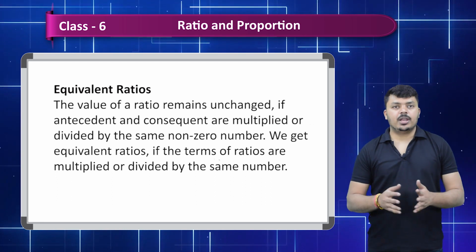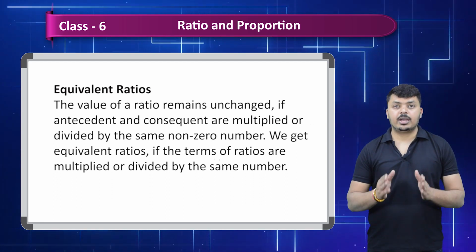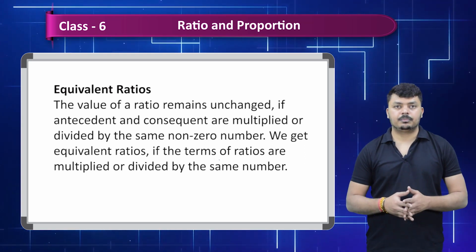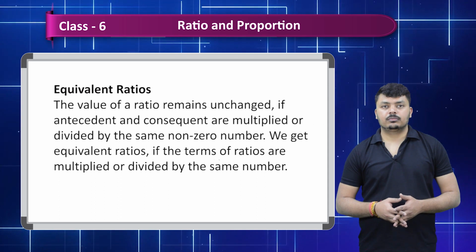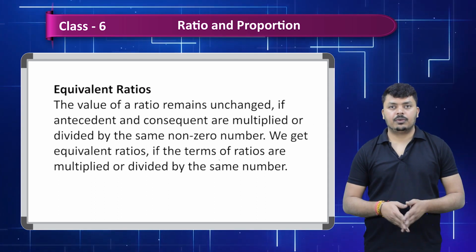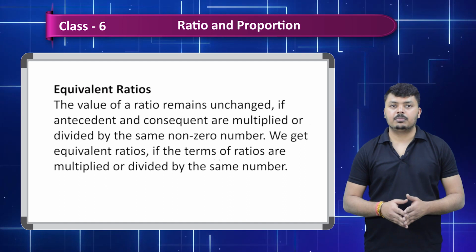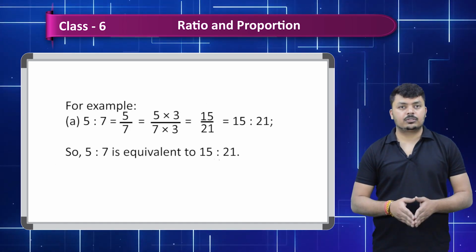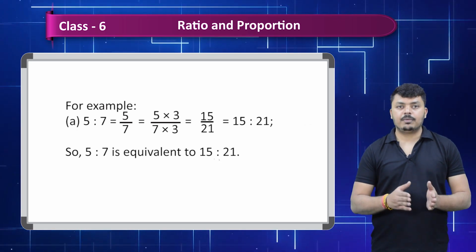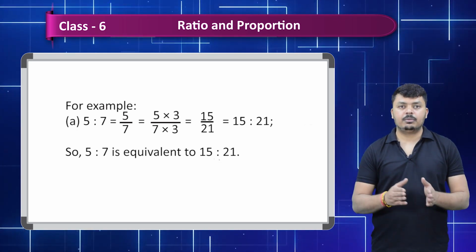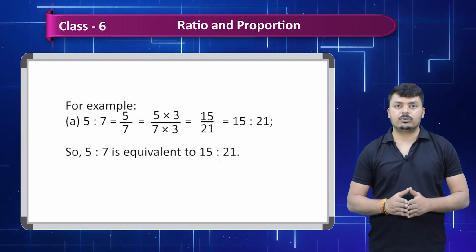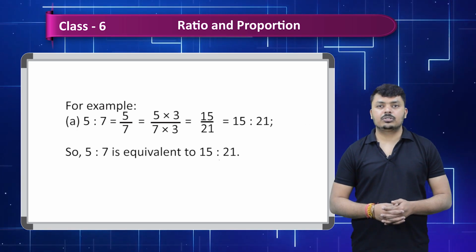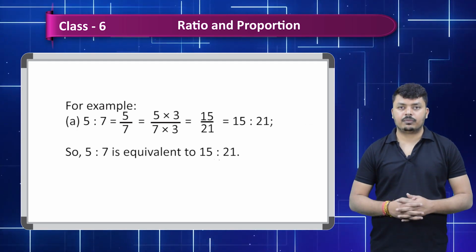Equivalent ratios. The value of a ratio remains unchanged if antecedent and consequent are multiplied or divided by the same non-zero number. We get equivalent ratios if the terms of ratios are multiplied or divided by the same number. For example, 5:7 equals 5 by 7 equals 5 multiplied by 3 upon 7 multiplied by 3 equals 15 by 21 equals 15:21. So 5:7 is equivalent to 15:21.